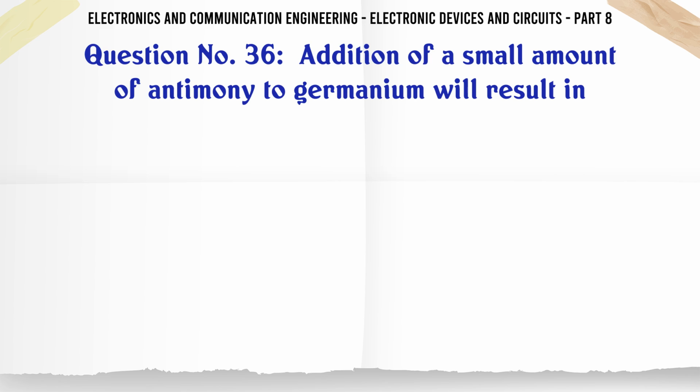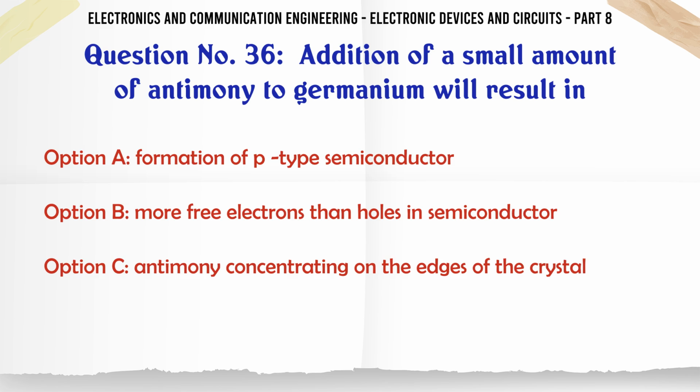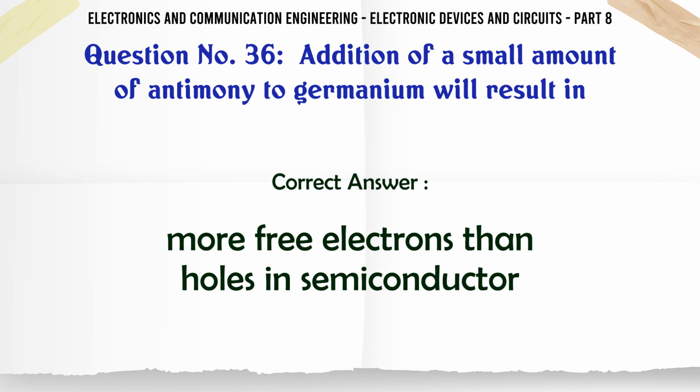Addition of a small amount of antimony to germanium will result in A. Formation of P-type semiconductor, B. More free electrons than holes in semiconductor, C. Antimony concentrating on the edges of the crystal, D. Increased resistance. The correct answer is more free electrons than holes in semiconductor.